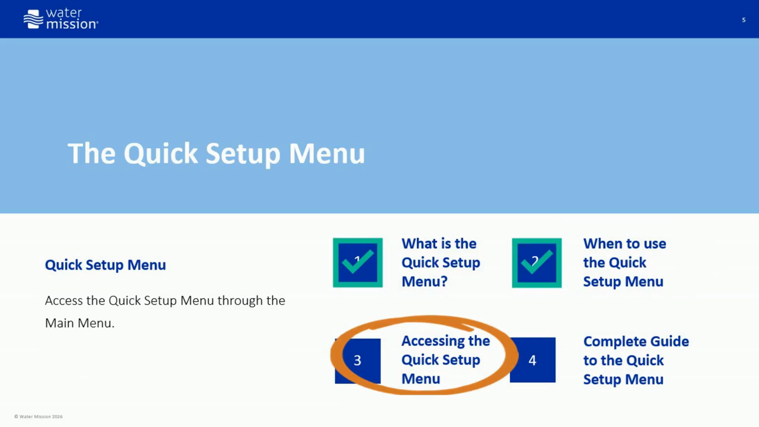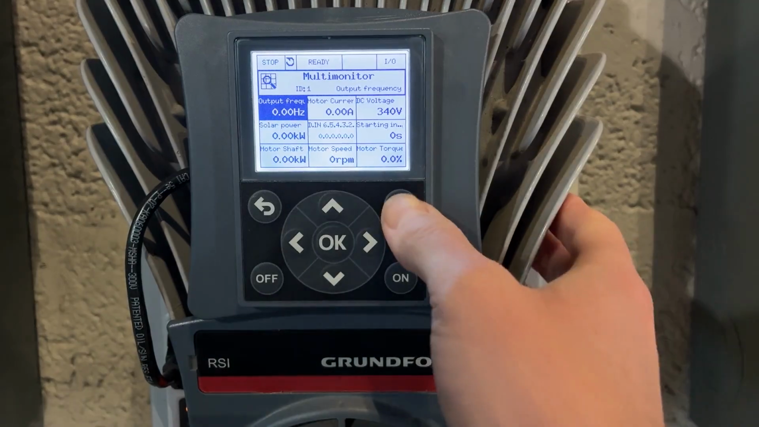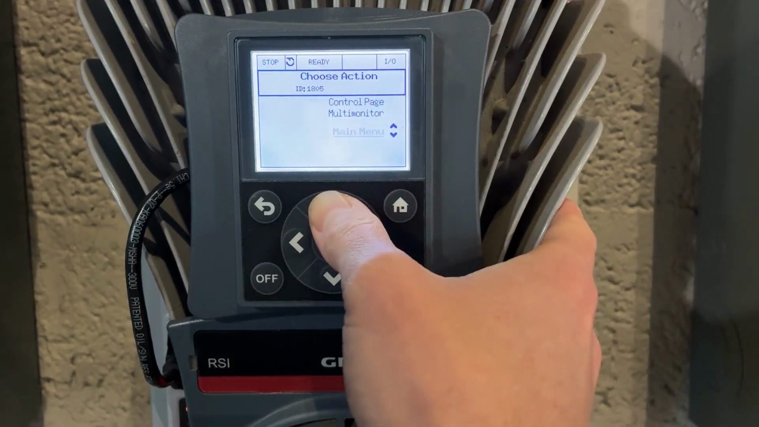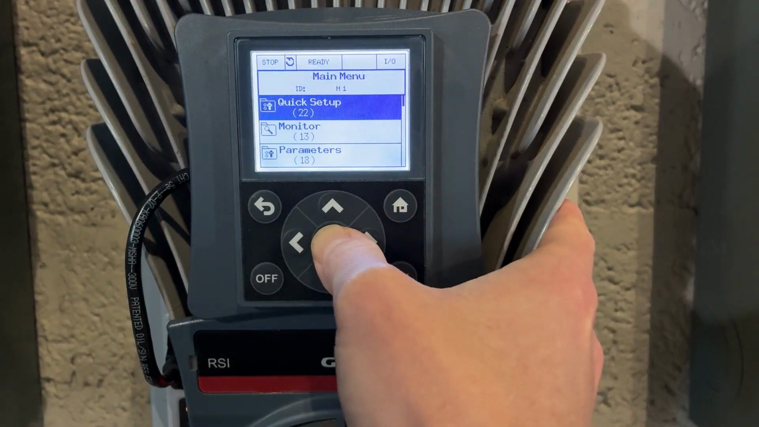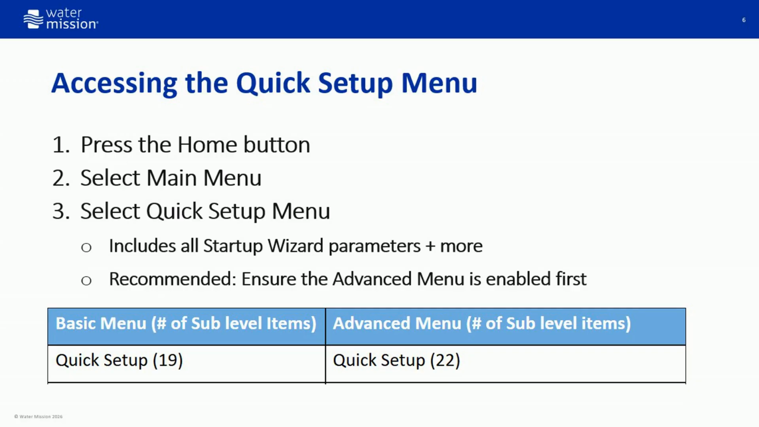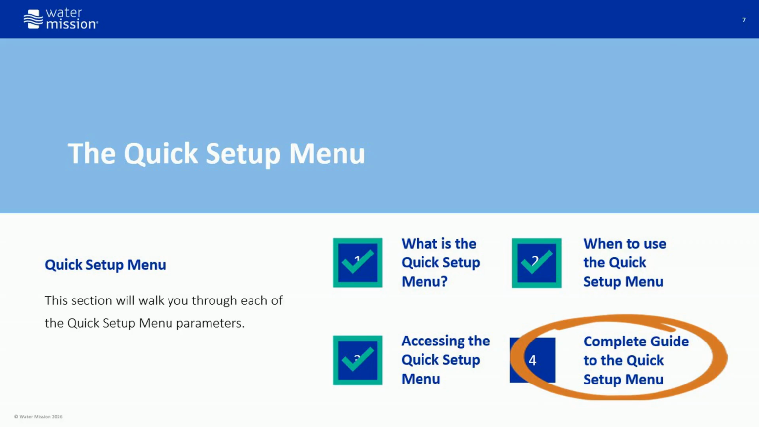To access the Quick Setup menu, press Home, select Main Menu, and select Quick Setup menu. The Quick Setup menu includes all of the Startup Wizard parameters and more. It is recommended to enable the Advanced menu prior to going through all of the Quick Setup menu parameters because the Advanced menu includes more parameters than the Basic menu. Make sure to check out Water Mission's video on accessing the Advanced menu.